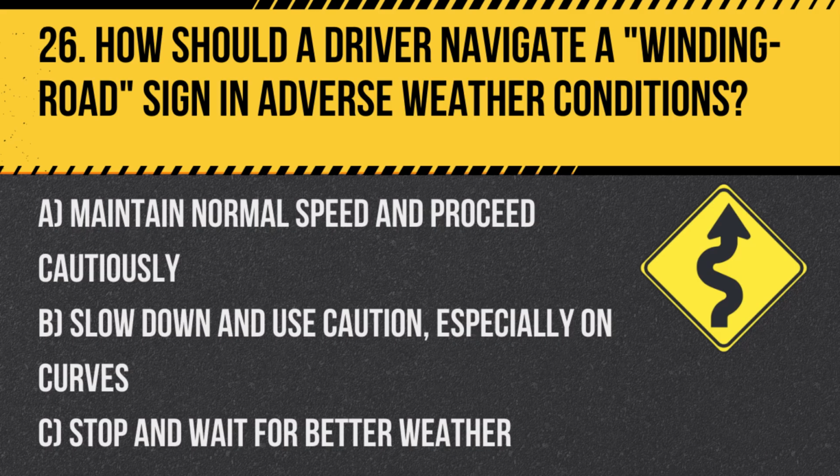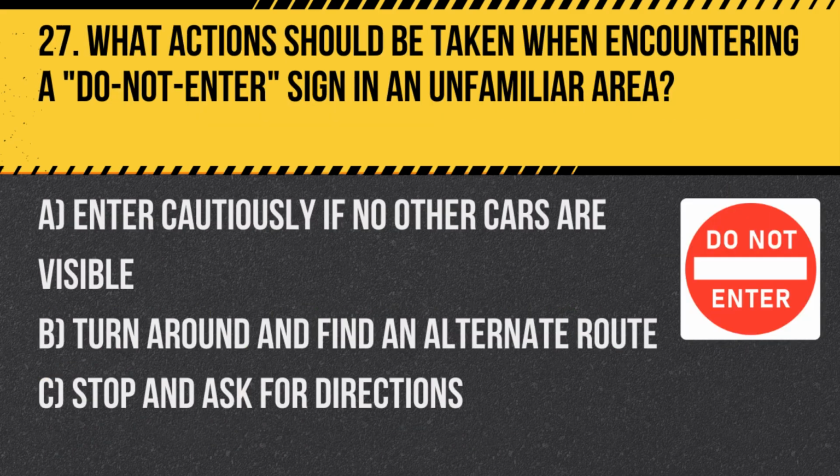Answer. B. Slow down and use caution, especially on curves. Adverse weather can make winding roads more hazardous, requiring slower speeds. Question 27. What actions should be taken when encountering a do not enter sign in an unfamiliar area?